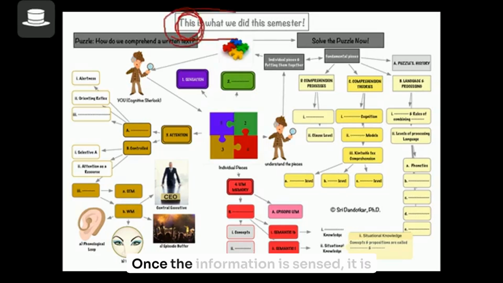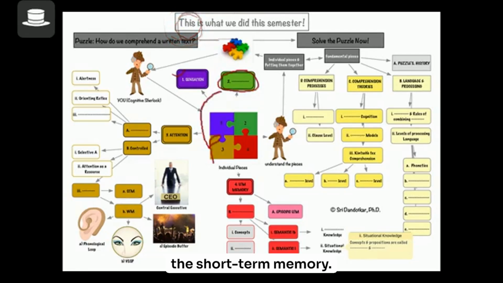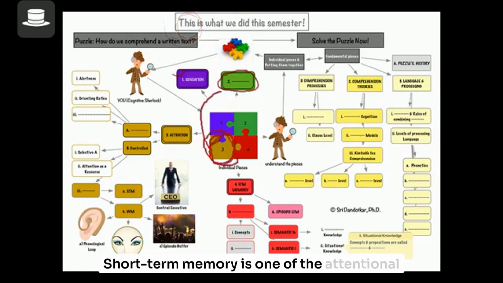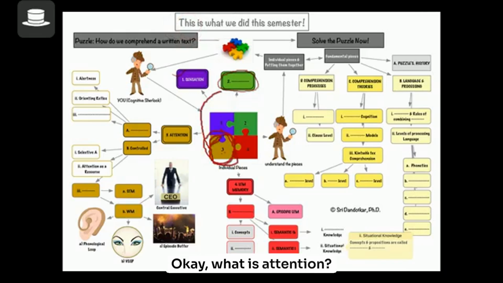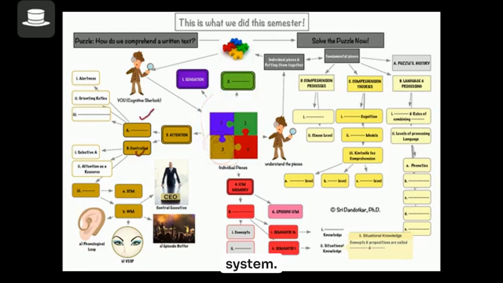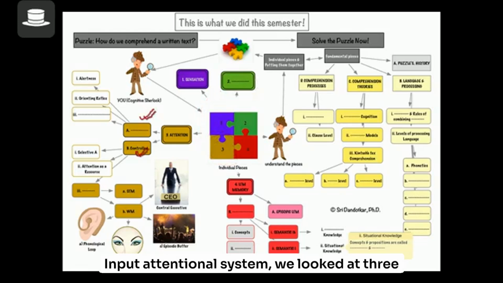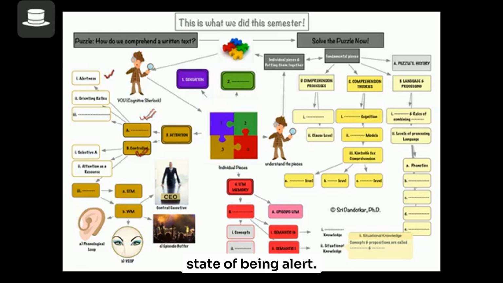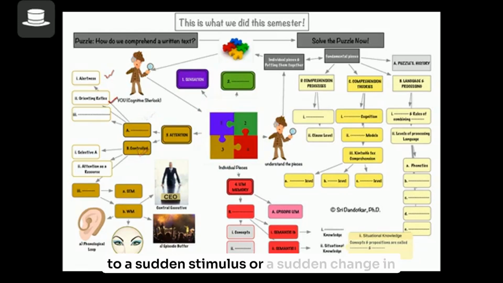Anyways, once the information is sensed, it is perceived and identified as a word and sent to the short-term memory. Short-term memory is one of the attentional systems. Right? Okay, what is attention? We said that attention is both a mental process and a resource, and we talked about two attentional systems, system 1 and system 2, or input system and control system. In the input attentional system, we looked at three basic ones: alertness, which is the mental state of being alert. Orienting reflex is the reflexive action to a sudden stimulus or a sudden change in the stimulus.